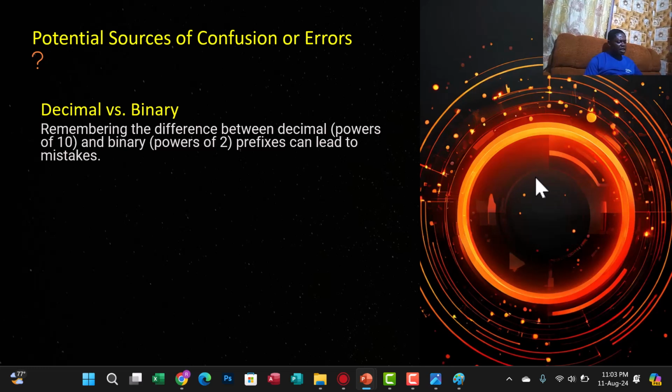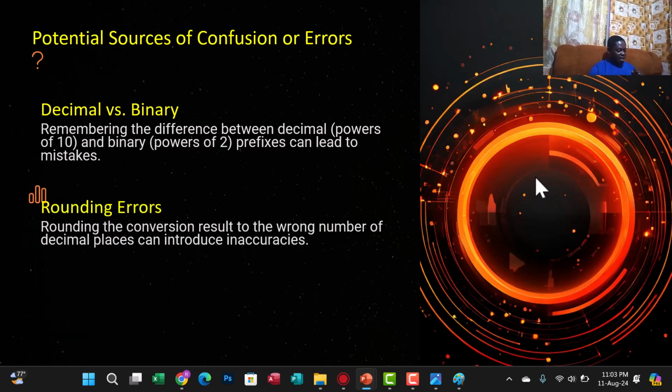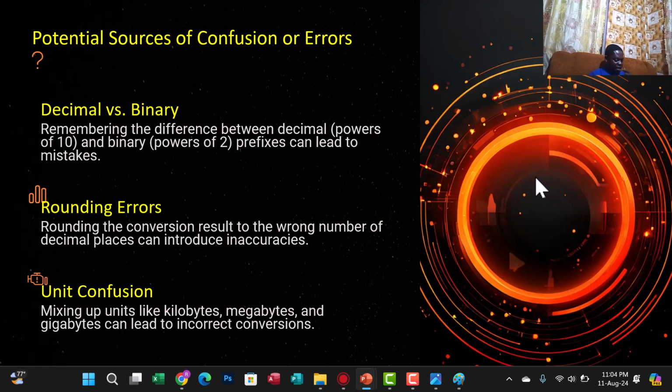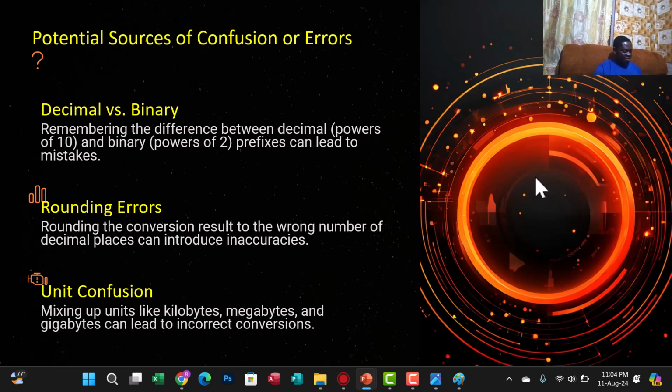Let's look at potential sources of errors. Common errors that we make: the decimal versus binary. Remembering the difference between decimal powers of 10 and binary powers, that's a prefix, can lead to mistakes. Then rounding errors. Rounding the conversion result to the wrong number of decimal places can introduce inaccuracies. Then unit confusion. Mixing up units like kilobyte, megabyte, and gigabyte can lead to incorrect conversion.